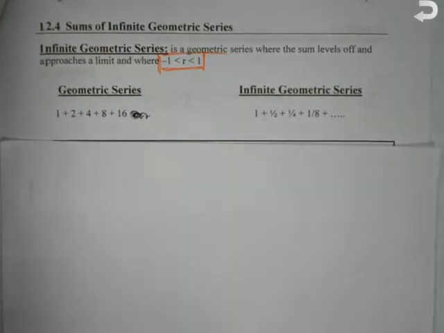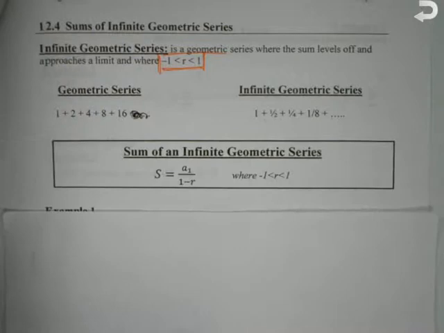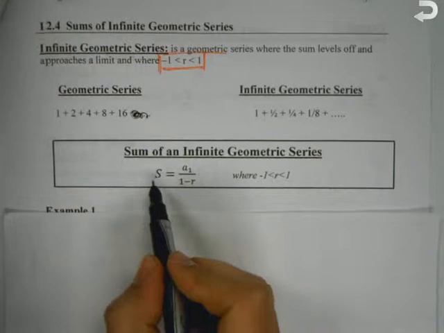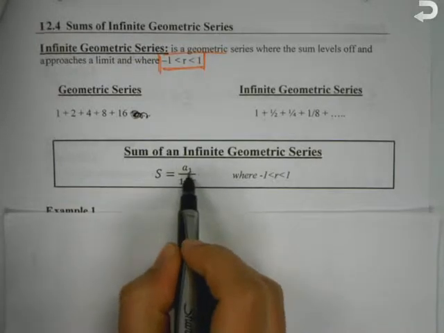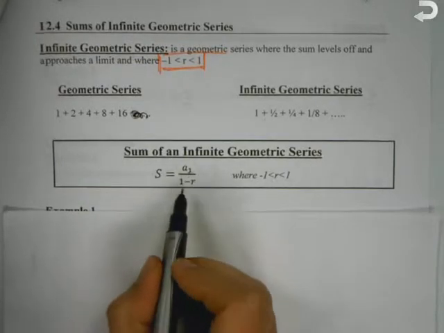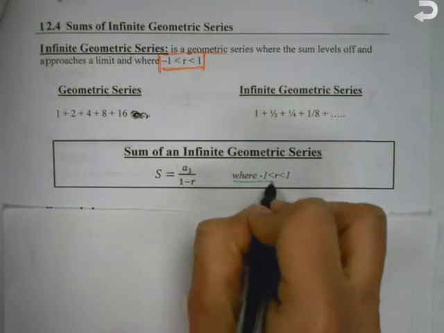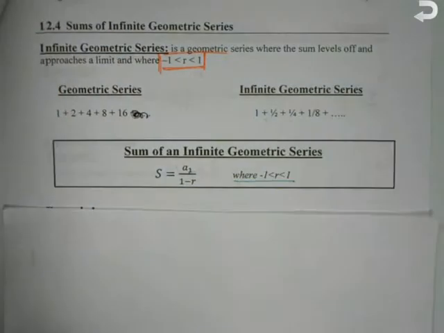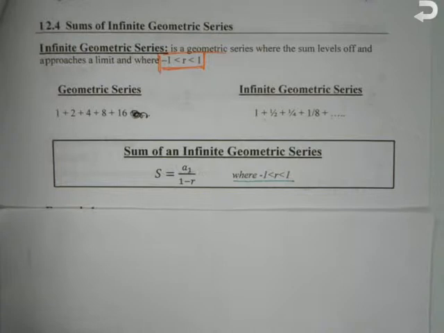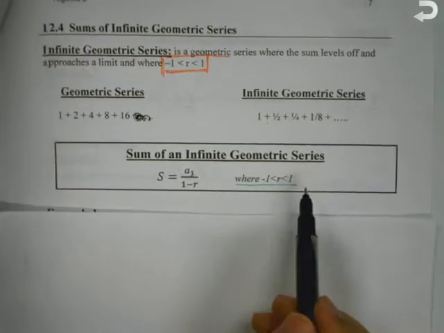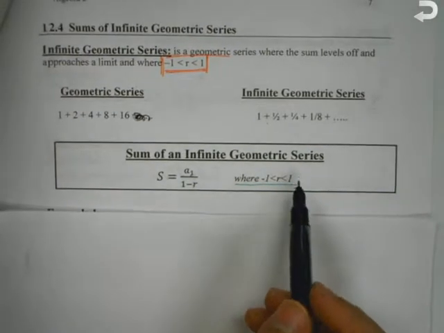Alright, so we have a formula. The sum of an infinite geometric series, sum, equals a sub 1, the first term, over 1 minus r. But you need to check that r is between -1 and 1. Okay? So if we figure out what r is, and it is not between -1 and 1, there is no sum, and we don't have to do any work. Okay? So example 1.